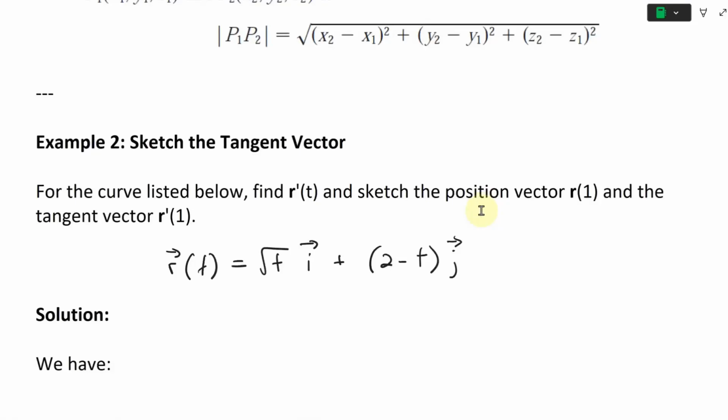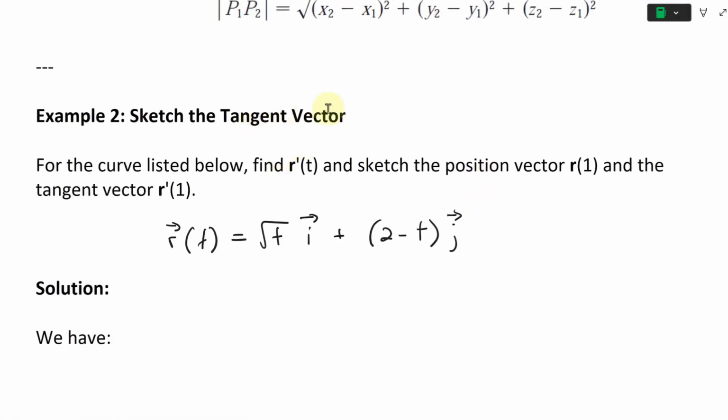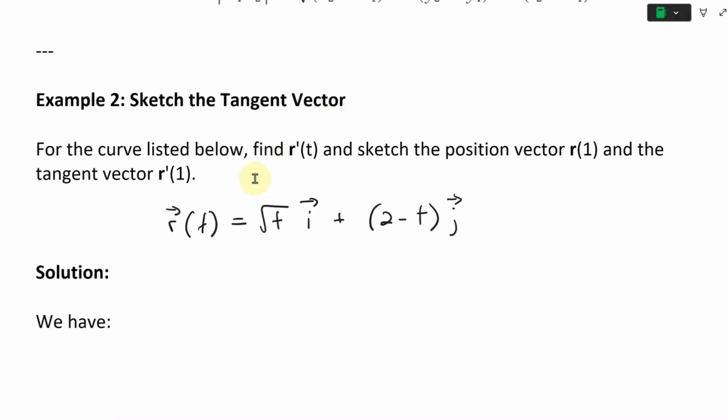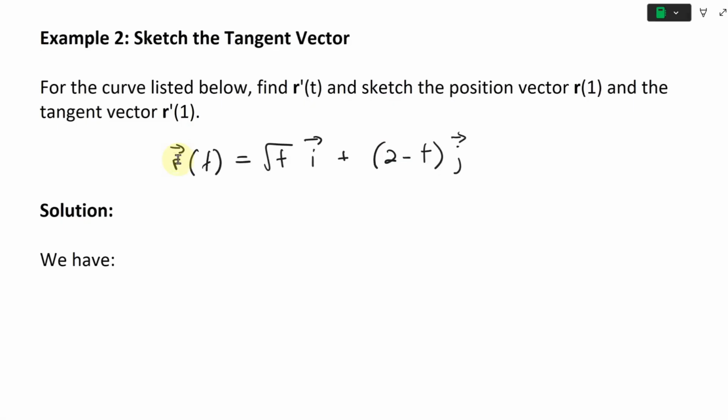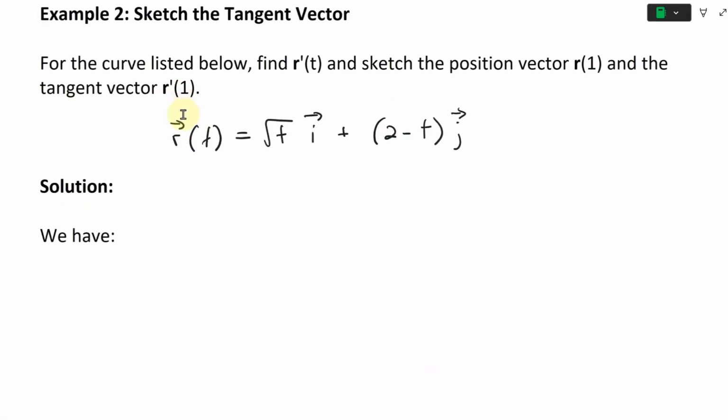Example 2, and this one is on sketching the tangent vector. For the curve listed below, find the derivative r prime of t, and sketch the position vector r of 1 and the tangent vector r prime at t equals 1. So there's the function right here.